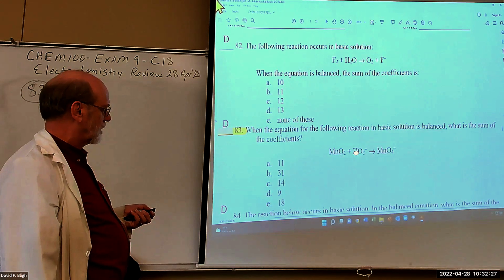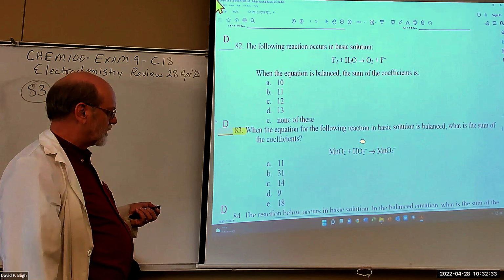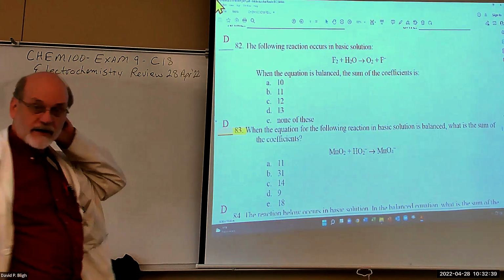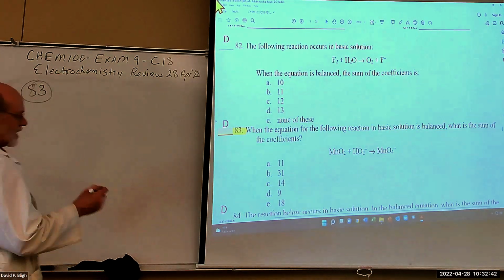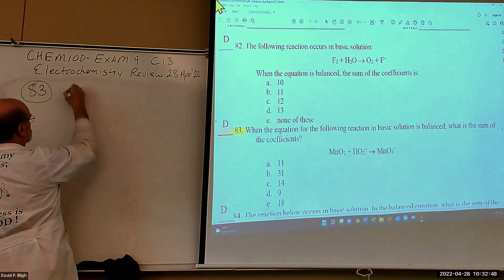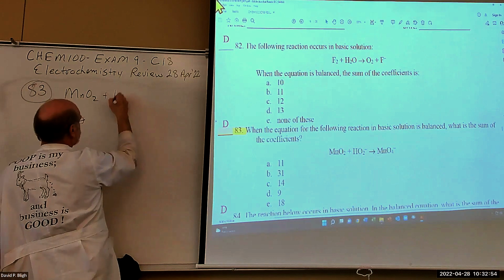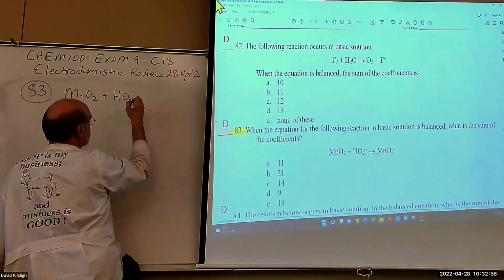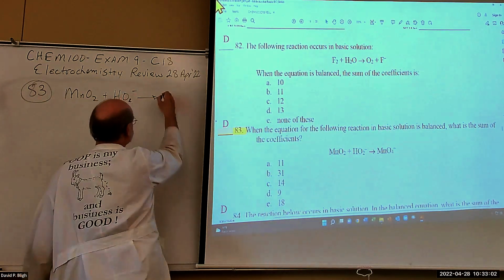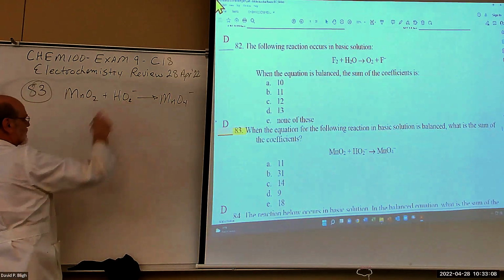Yep, there's oxygen here. Well, let's see, there's 4 oxygens here, 4 oxygens there, but this one has some hydrogens. So we're going to have hydrogens over there too. So we are going to have to split this one. All right, let's put MnO2 up here first. MnO2 plus HO2 minus. And then MnO4 minus.